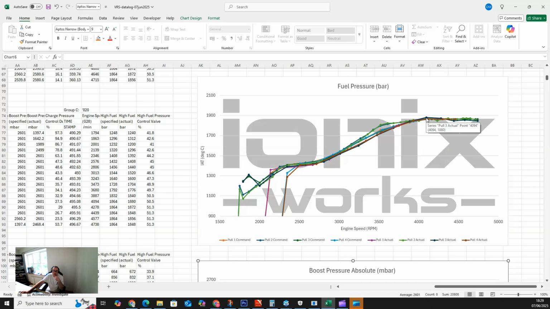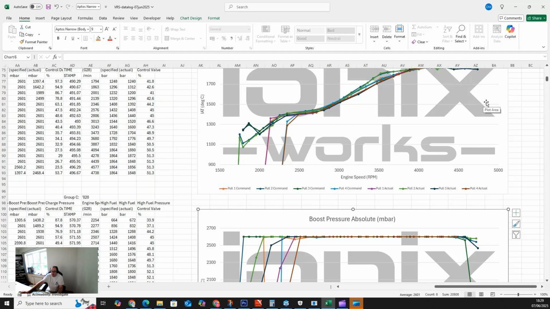We're not seeing anything, as I say, we're not seeing it take any massive dips here and try and come back up or anything like that. So as I say, that's telling me my high pressure pump is keeping up with the demand now for the additional duty cycle on the injectors, which again, fantastic news.